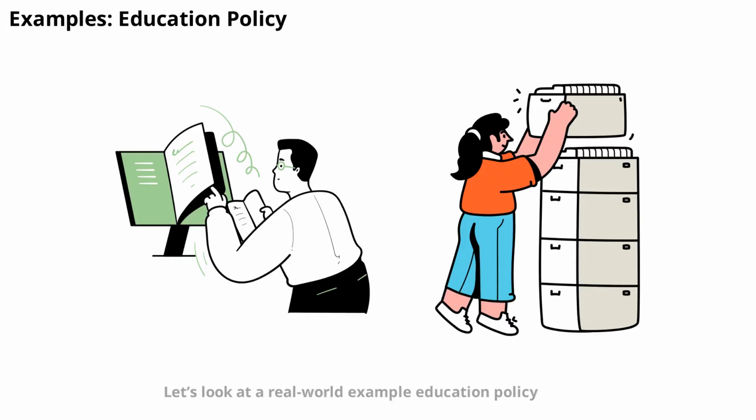Let's look at a real-world example. Education policy. Governments create policies to determine what subjects are taught in schools, how teachers are trained, and how schools are funded. These decisions affect the quality of education students receive. For instance, a policy might require all students to learn a second language or set standards for math and science education. By shaping what happens in classrooms, education policies have a long-lasting impact on society.